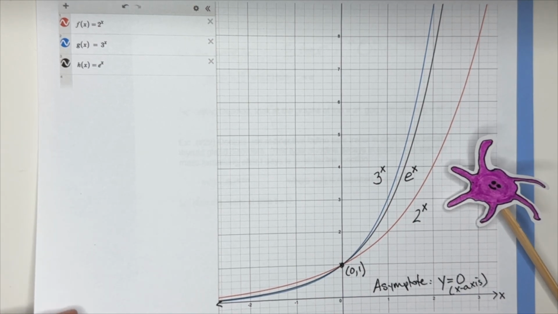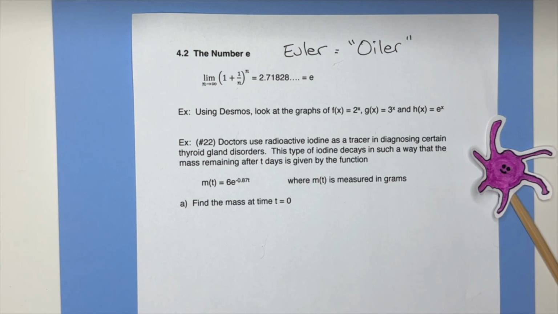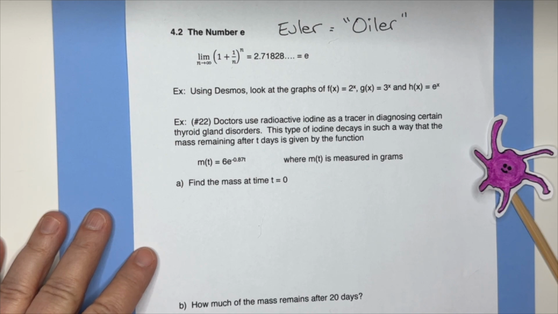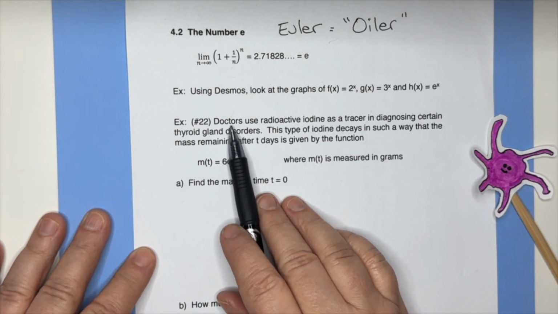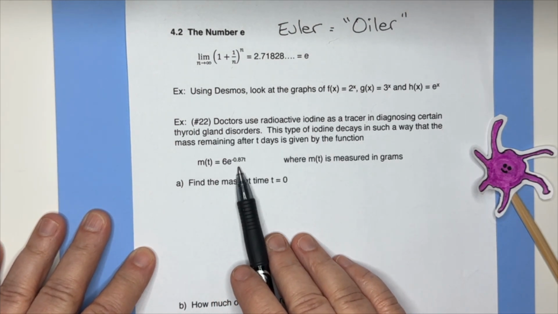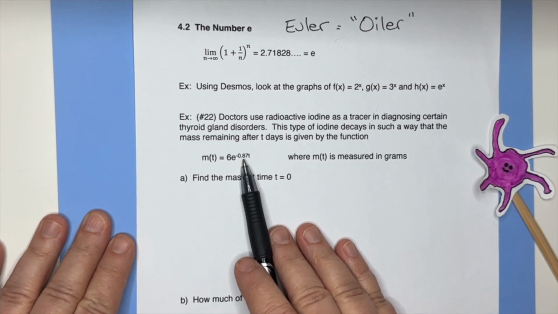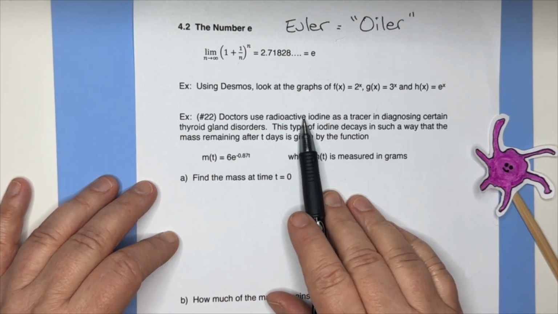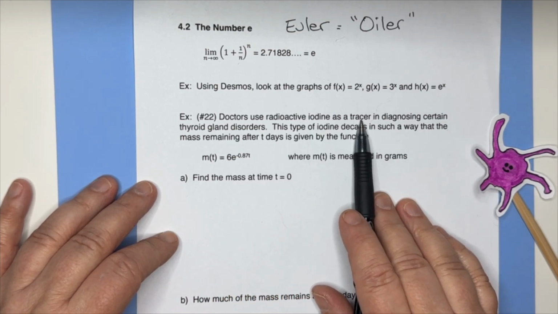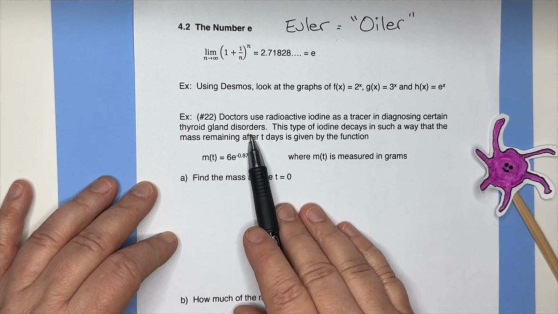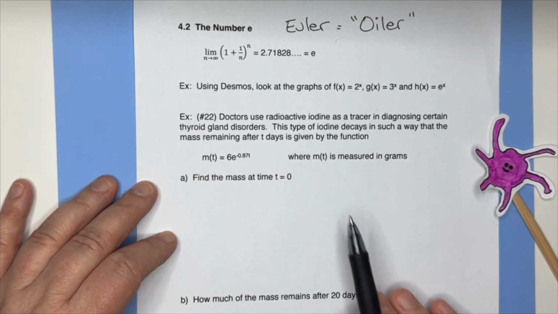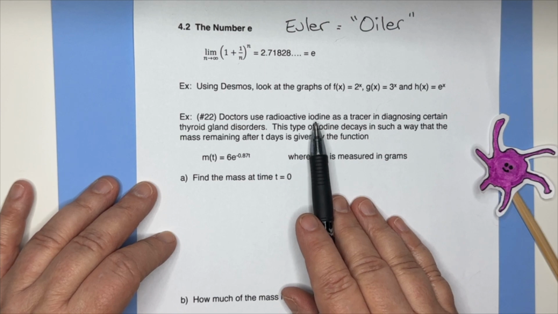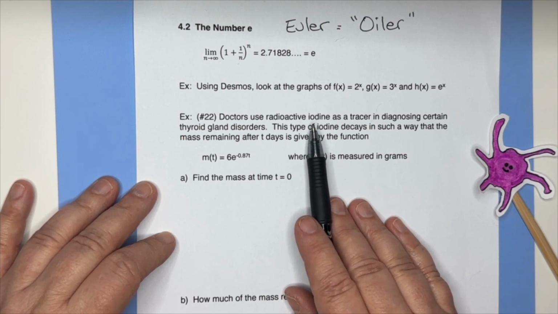So then what we want to do in this section is flip some of this around and actually take a look at a problem that involves exponential decay. And so the story is doctors are going to use radioactive iodine as a tracer in diagnosing certain thyroid gland disorders.